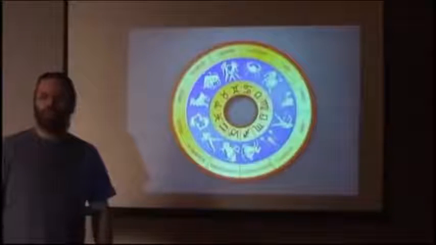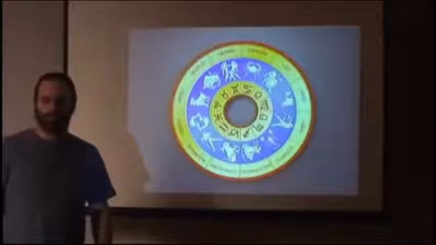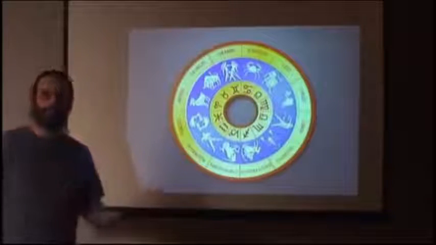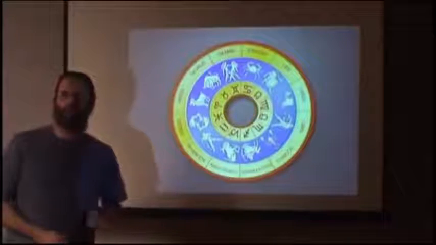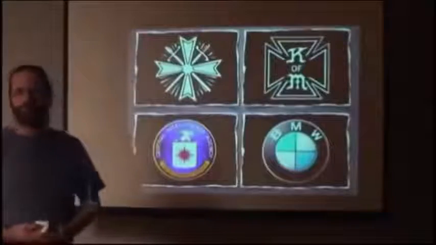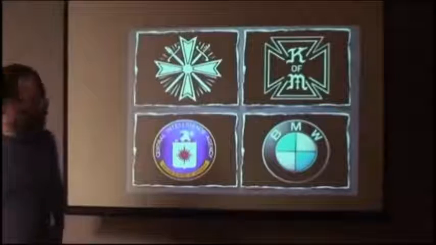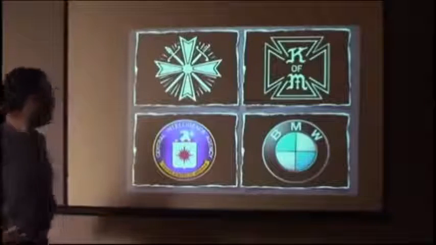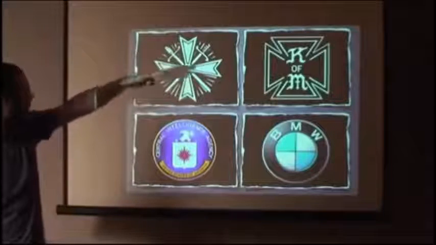So the zodiac is the next symbol that is used, and these symbols have to do with zodiacal houses and astrotheology in general. We see it on secret society logos such as the Order of the Mollet, the cross of the zodiac.